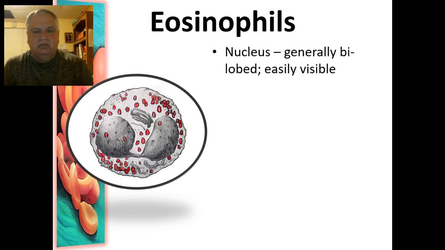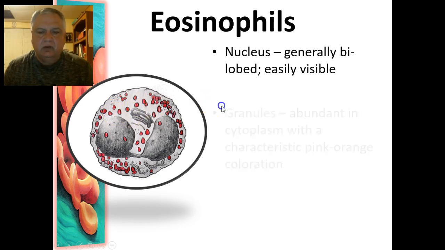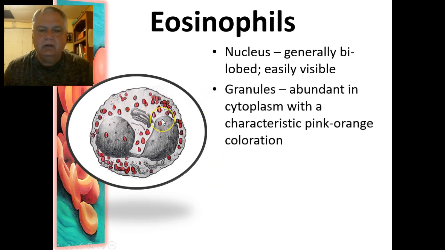Next up, we have eosinophils, and we'll do the same here and look at the nucleus. The nucleus in eosinophils is generally bilobed, and it's usually pretty easily visible, so you can see it pretty clearly. Here's our artist's conception. We can see the 2 lobes of the nucleus, and we can see granules here. These granules are pretty abundant in the cytoplasm, and they have a characteristic kind of pinkish orange coloration. They're going to be more abundant in the cytoplasm than the granules are in neutrophils.